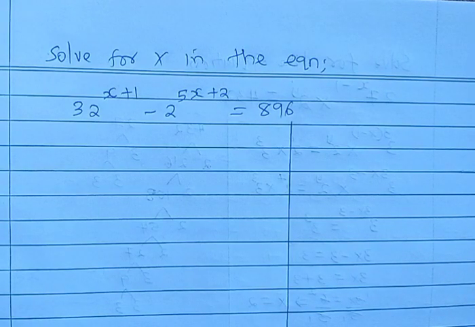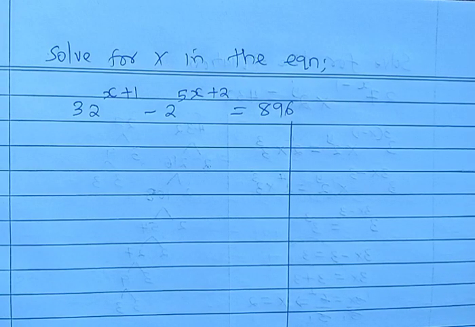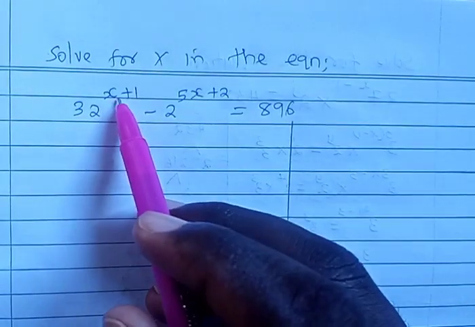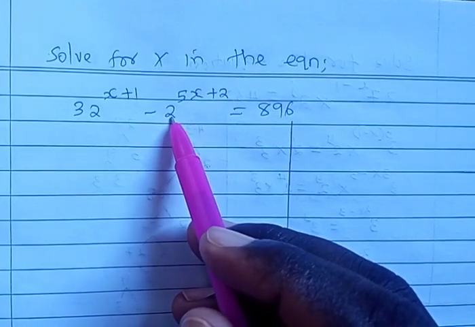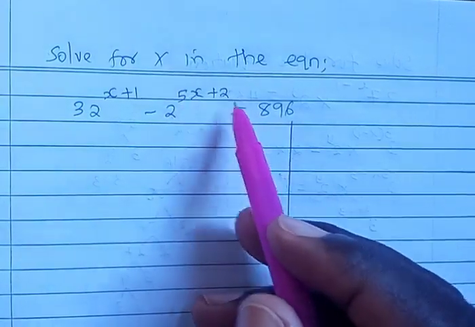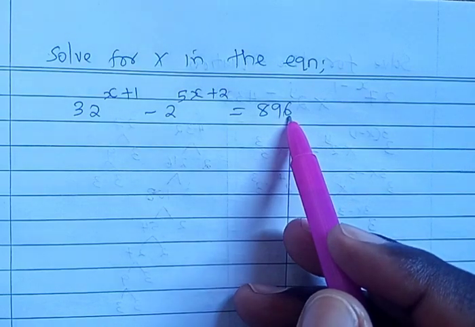Let us have a look at this question. And this is a question of indices. That is, solve for x in the equation 32 raised to x plus 1, not plus, but minus 2 raised to 5x plus 2 equals to 896.